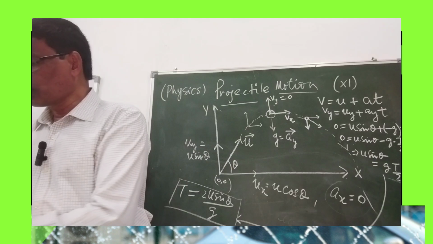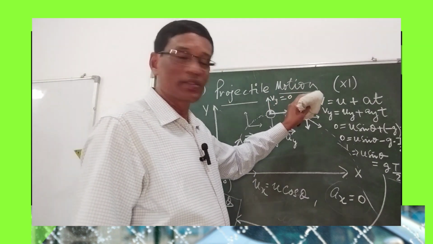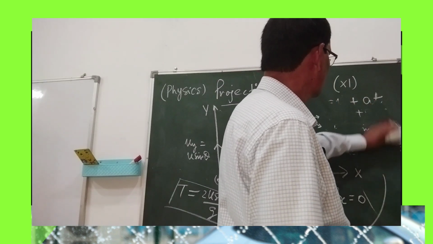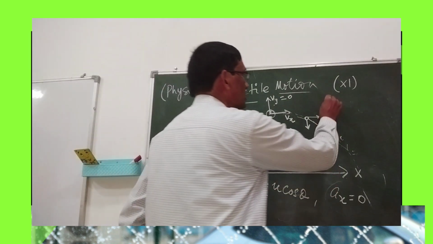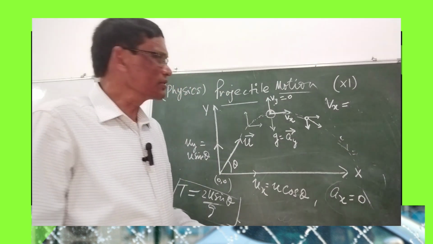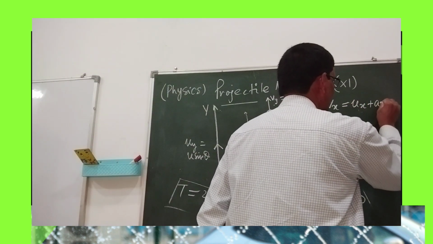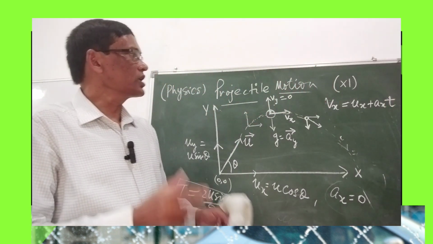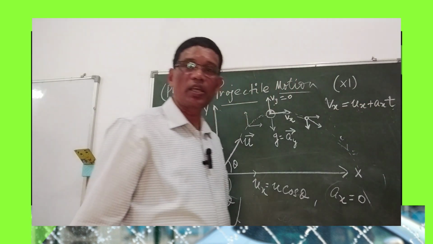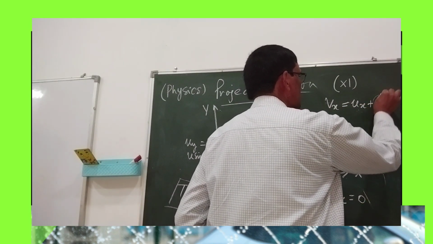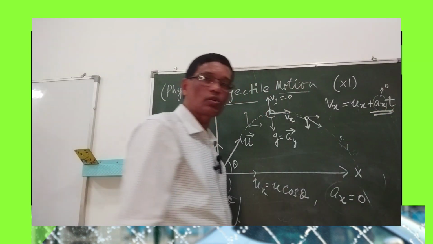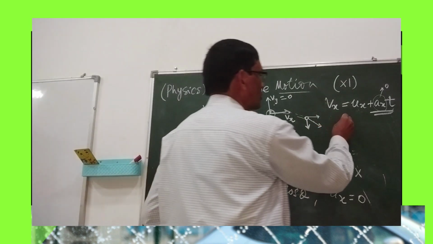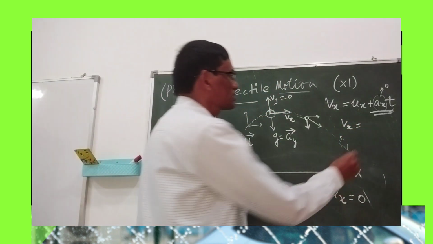If you ask me what would be the final velocity along the x-axis, suppose Vx I want to write the same way, ux plus axt. V equals u plus at. So Vx will be ux plus axt. But as I told you, the acceleration along the x-axis is 0. So this component will not play any role. So what will be your Vx? That will be always ux.